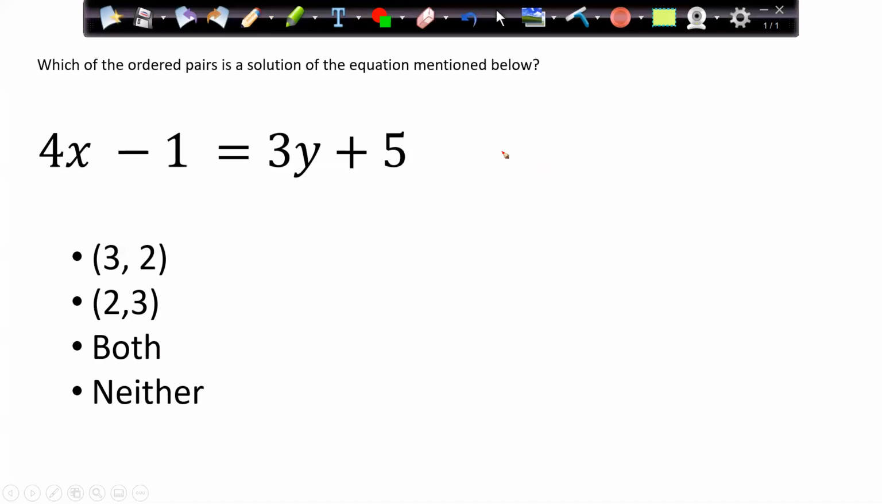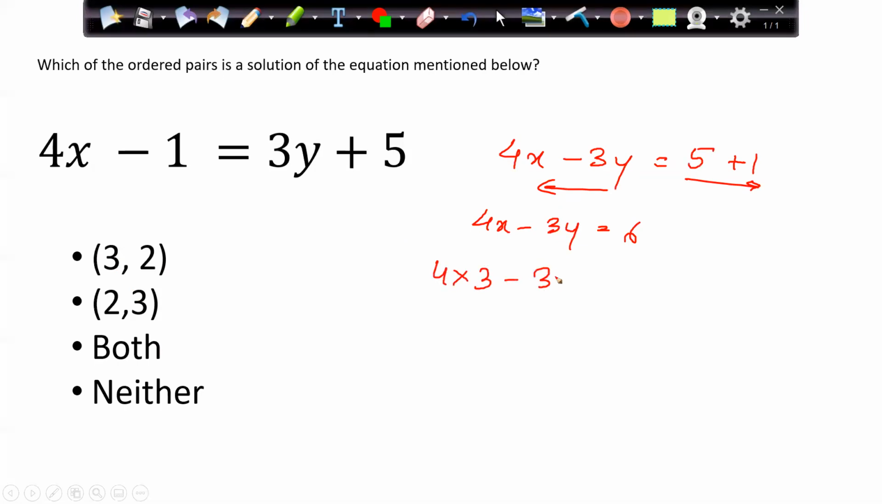Something like 4x minus 3y is equal to 5 plus 1, right? I'm putting all the numbers on the right side, all the variables on the left side. So 4x minus 3y equal to 6. Now I'll pass the values in this equation. So 4 into 3 minus 3 into 2 is what? 4 3s are 12, 3 2s are 6. 12 minus 6 is 6. That means this point is passing from this line.